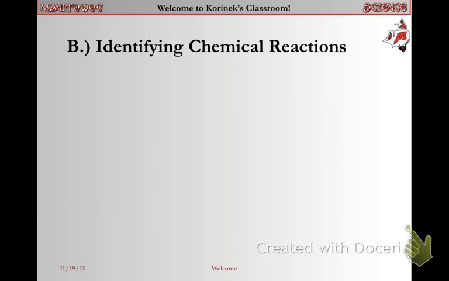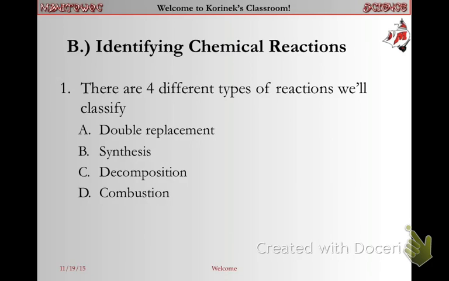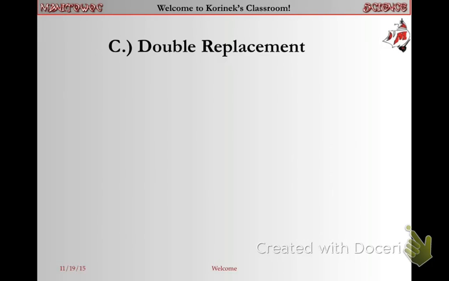All right. So let's go over identifying chemical reactions then. So not only will we have to write the full chemical reaction, but we'll also have to identify the type of chemical reaction we see. And there's going to be 4 different types. We'll have a double replacement, a synthesis, a decomposition, and a combustion. So I want to go over an example for each one of these types of reactions.